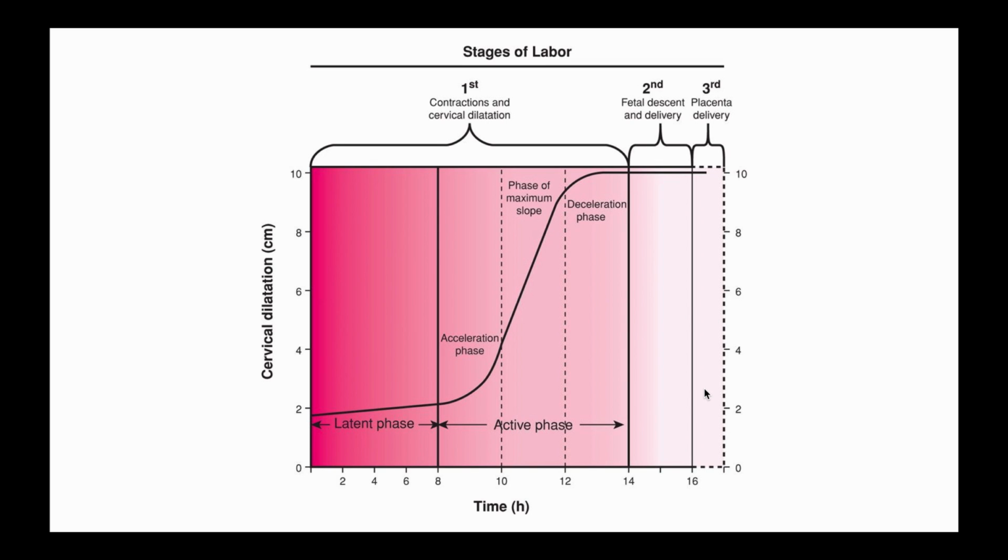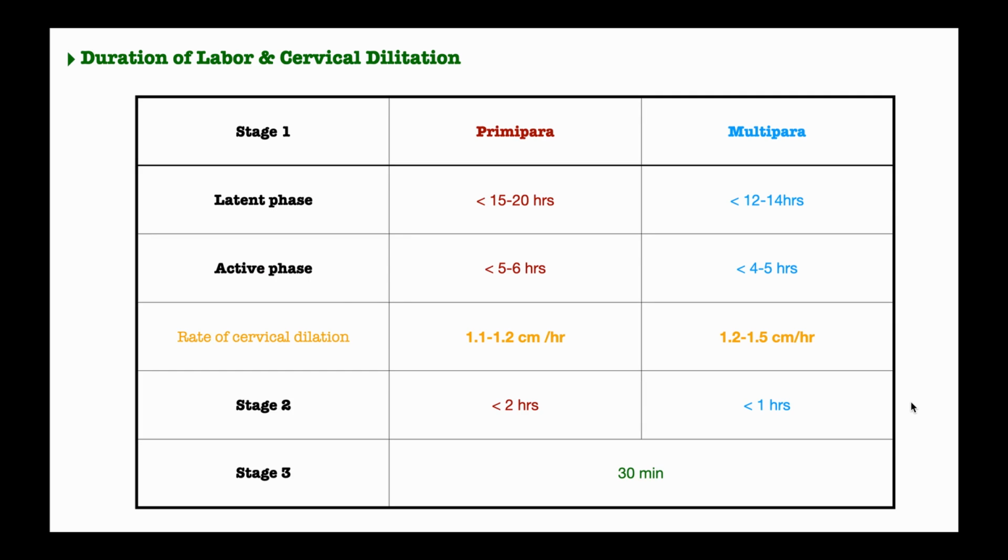Now, the first stage of labor progresses differently amongst the primipara as well as the multipara. And so, latent phase may last for about 15 to 20 hours in the primipara and 12 to 14 hours in the multipara. And in the active phase, it may last for about 5 to 6 hours in the primipara and 4 to 5 hours in the multipara. This is partly due to the fact that the multiparous woman has delivered before, has experience, and so it is easy for the cervix to dilate.